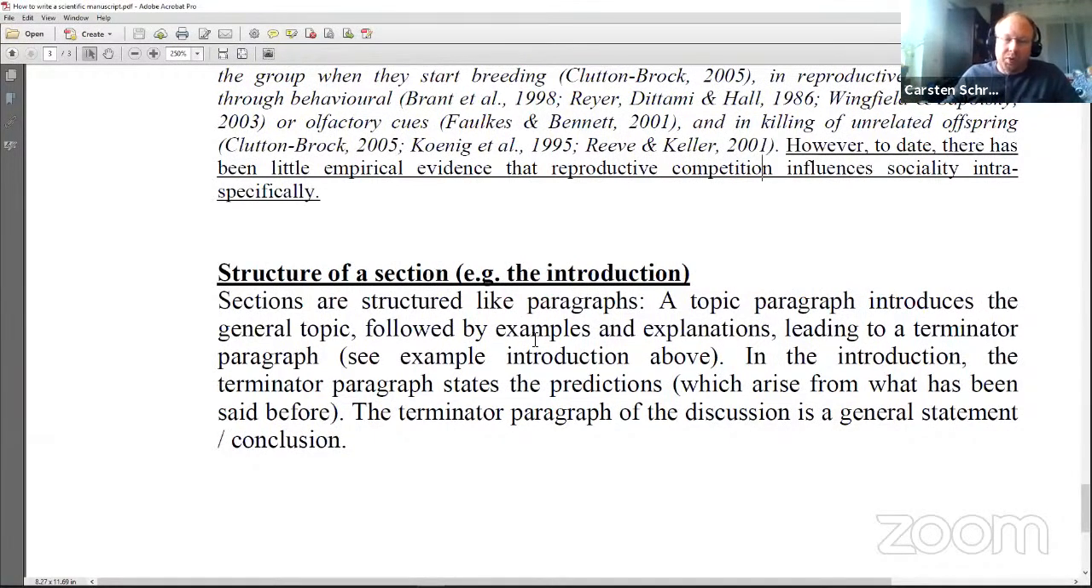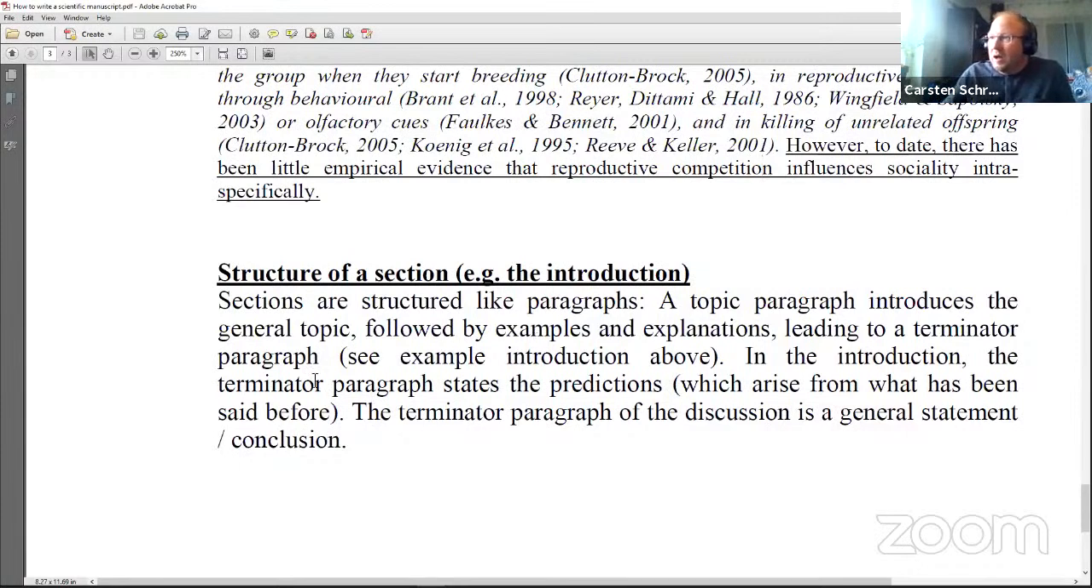For example, reproductive competition can lead to different degrees of multiple paternities. If you measured multiple paternities, fine. If you did not measure multiple paternities, then you should not mention it in the introduction. You might then later in the discussion mention that this is also an important aspect which you didn't study here.